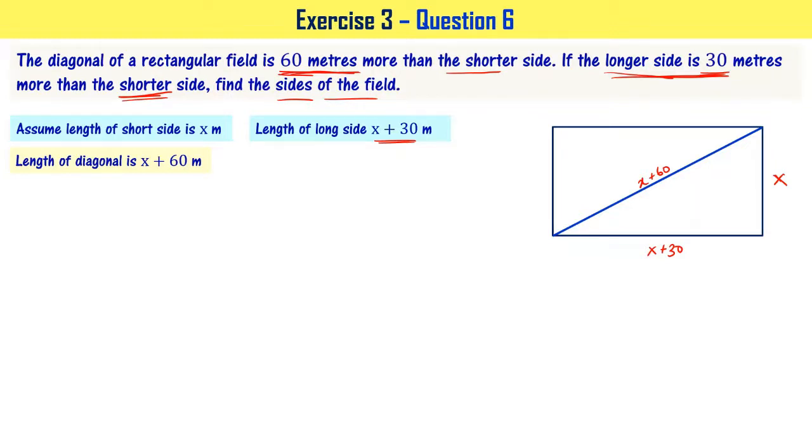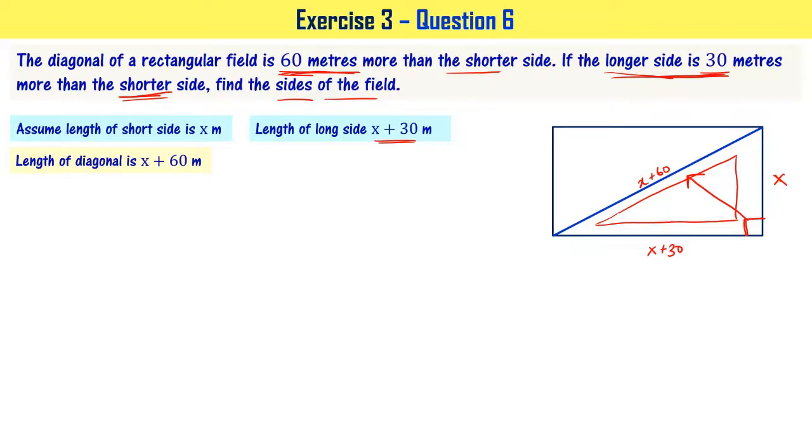Now, look at this. If you consider the lower half part of the picture, it is a right angle triangle, right? The side opposite to the right angle is called hypotenuse. It means x plus 60 is hypotenuse, right? Now, I have two sides of the right angle triangle and even hypotenuse of the triangle, right angle triangle, right?